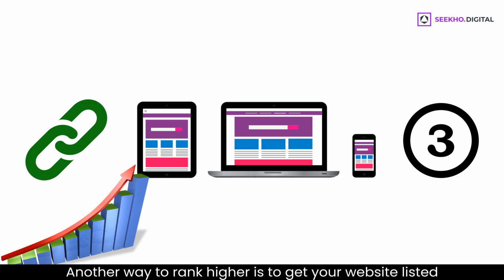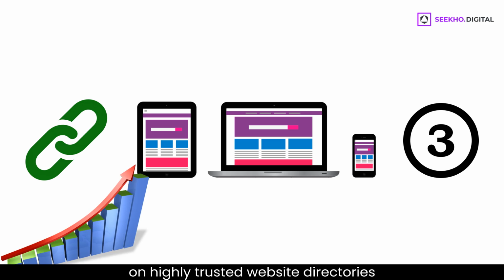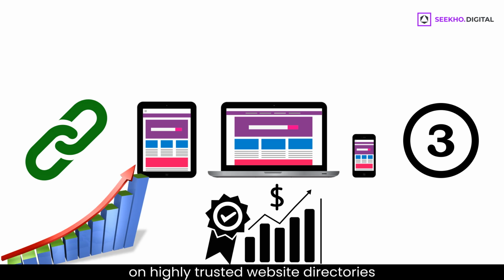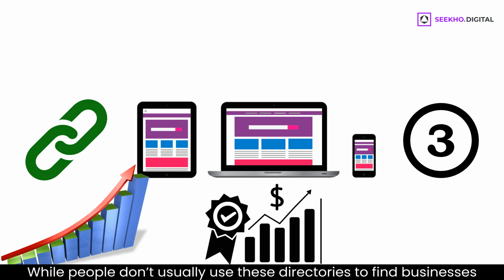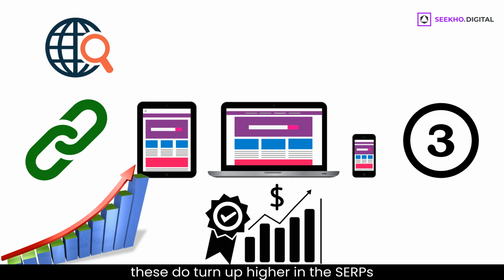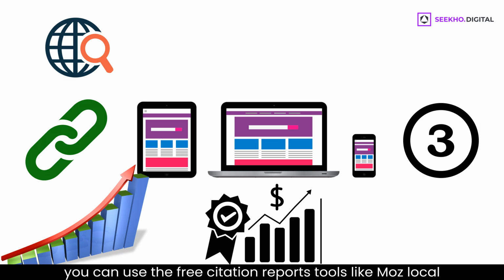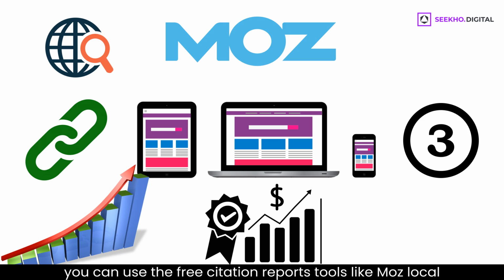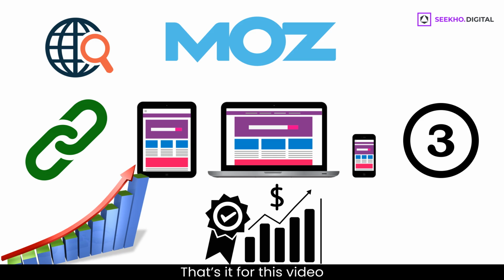Another way to rank higher is to get your website listed on highly trusted website directories. While people don't usually use these directories to find businesses, these do turn up higher in the search engine result page. To check your website's name, address, and phone number information, you can use the free citation reports tools like Moz Local. That's it for this video.